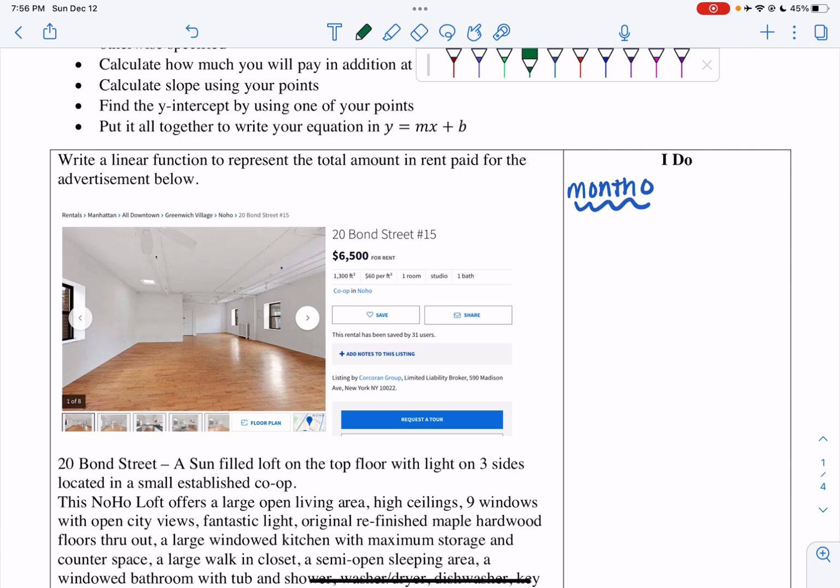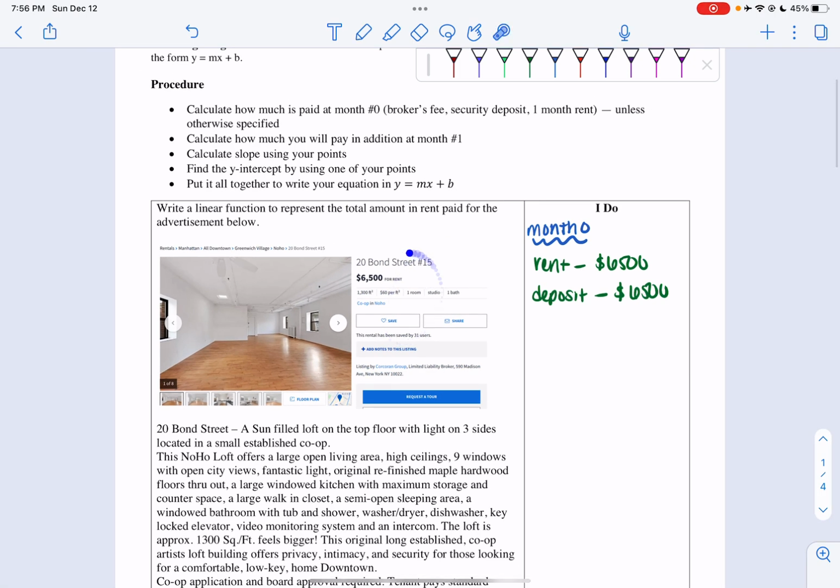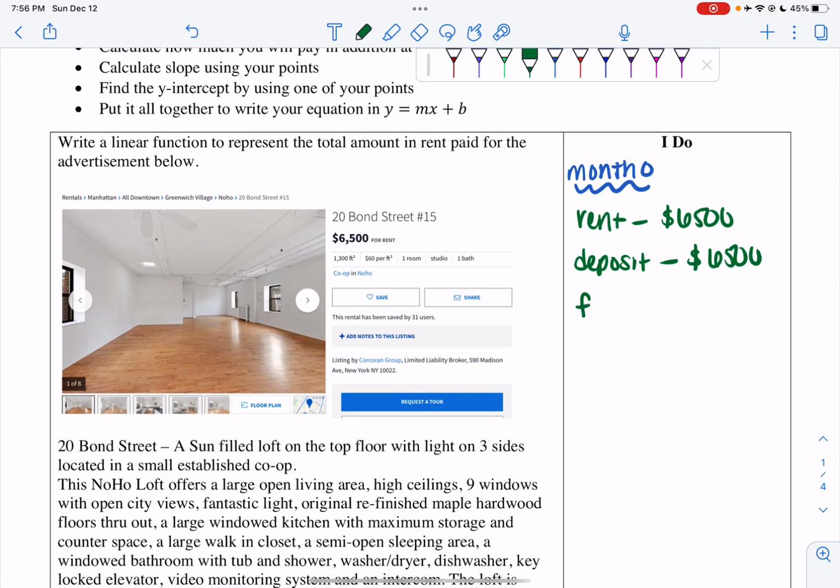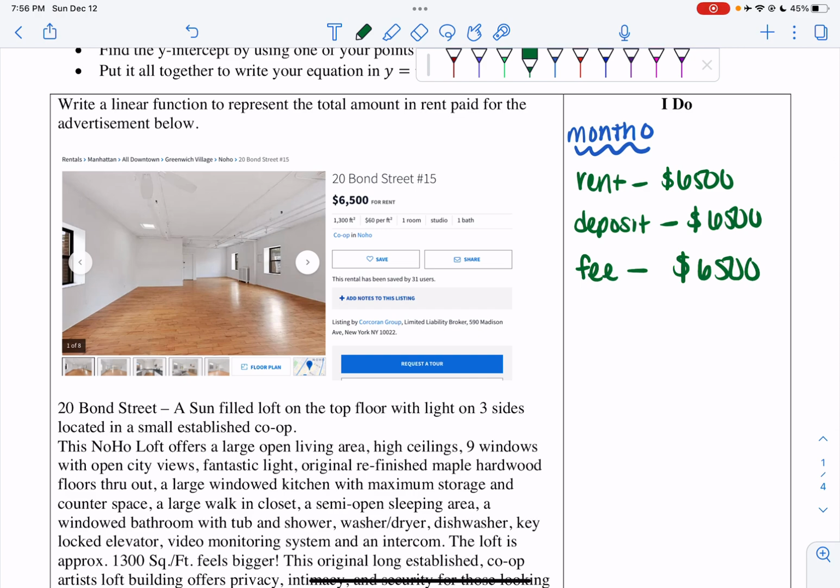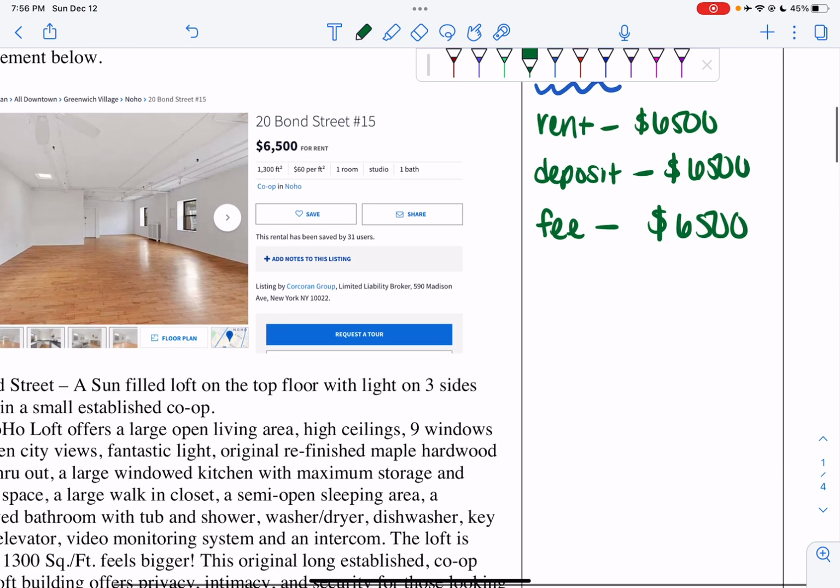If we think about month 0, we have to pay our first month's rent, which in this case will be $6,500. We have to put down a security deposit, which will also be $6,500. And then we have to do a broker's fee, because if we look, there's no mention of this being a no-fee apartment. So the fee will be another $6,500. So if I add all that together, 6,500 plus 6,500 plus 6,500, so 6,500 times 3, that's 19,500. So before I even move into this place, I have to put almost $20,000 in. So I can write this as an ordered pair of (0, 19,500).